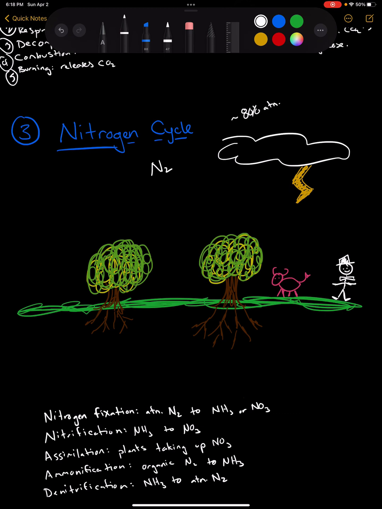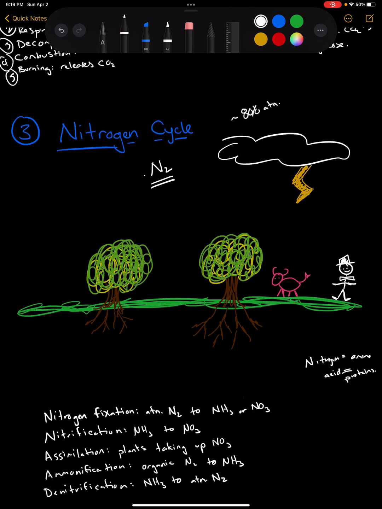But I can't use nitrogen in this form. Remember, down here in the corner, I need nitrogen to build amino acids. And amino acids are going to help me build my proteins. So I need nitrogen inside our systems, because we need to be able to build proteins. And so what we need to do first is take this atmospheric nitrogen and convert it into something that's usable, all right?